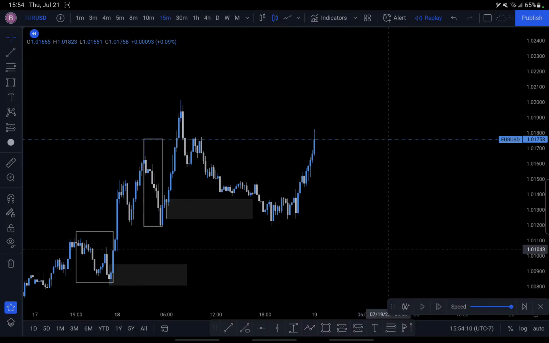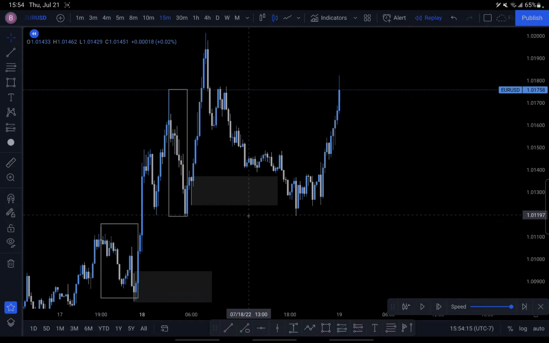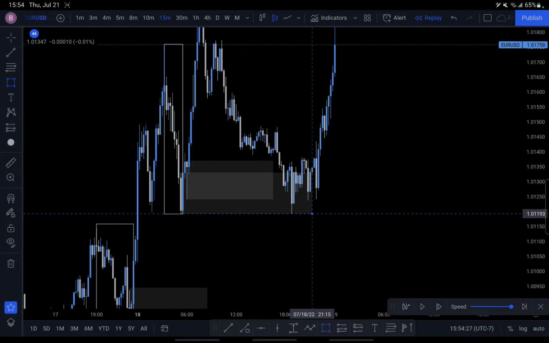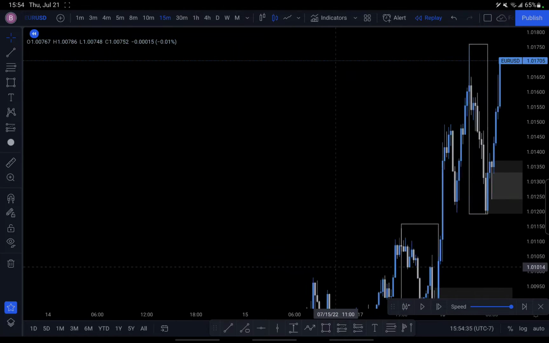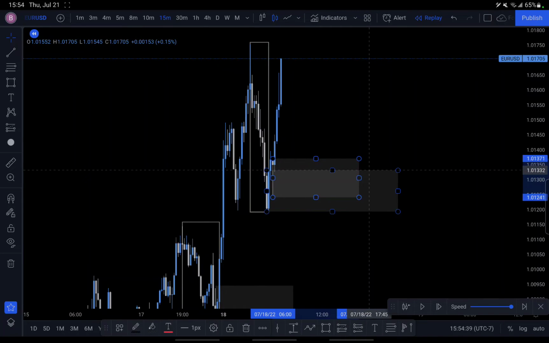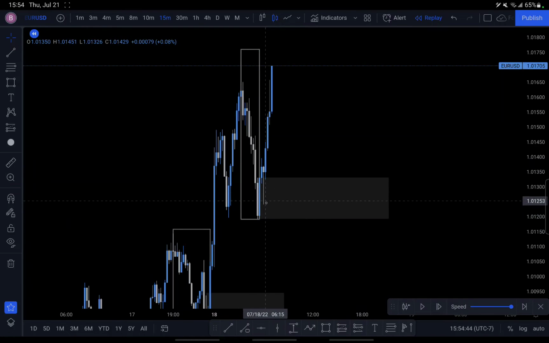Okay, so we can see what happened. Price tapped into this demand zone here. Okay, price tapped into there. Let's go ahead and hit rewind up to here. Okay, we can erase this top zone since that one got left behind. So price came up, mitigated most of it.